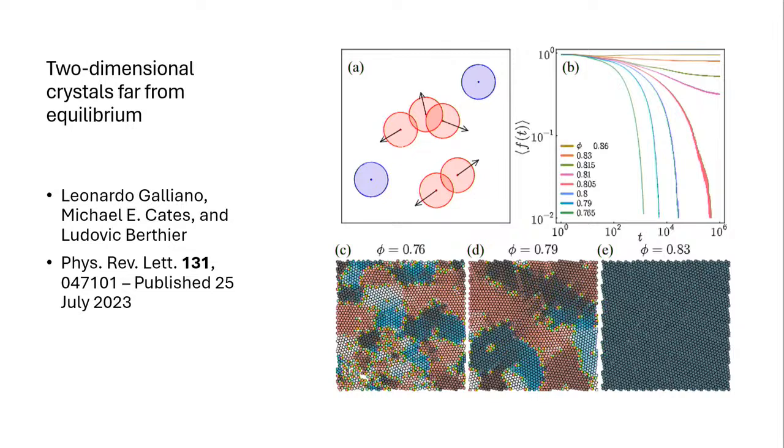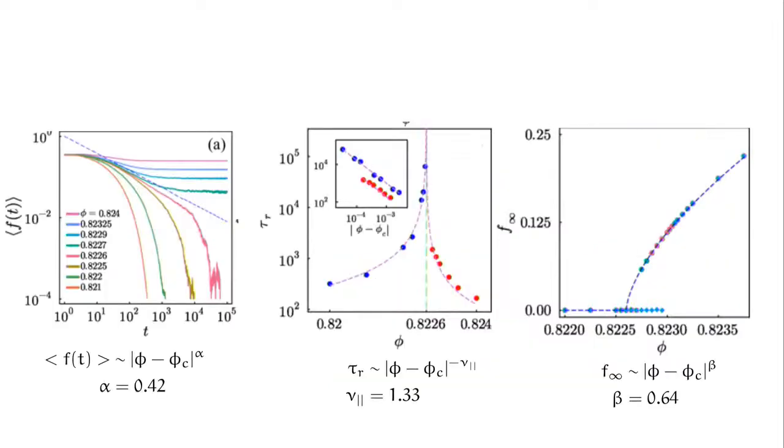This is slightly later than our paper was published anyway. And they found that this is the fraction of particles that are active, and they find that this is also a dynamical phase transition with an exponent which says that the fraction of particles that are active goes with a factor of 0.42.